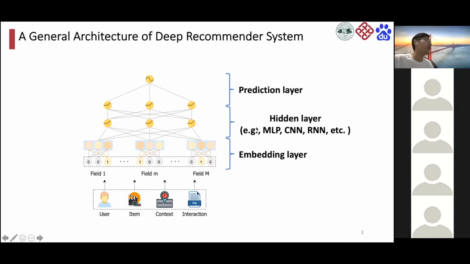And here we can use different deep learning techniques like the MLP and the RNN, etc. And last, we have the prediction layer. The goal is to make predictions for specific recommendation tasks, like rating prediction and learning to rank, based on the representations from the hidden layers.